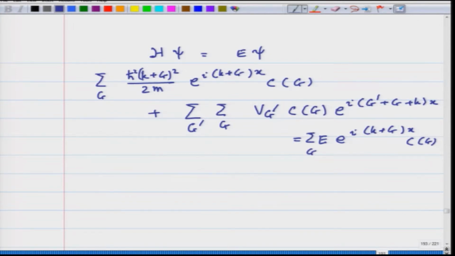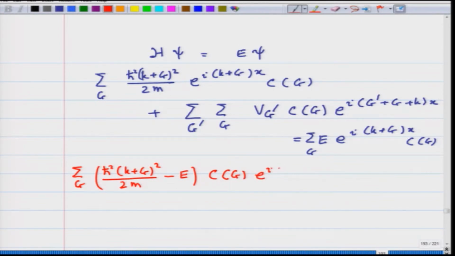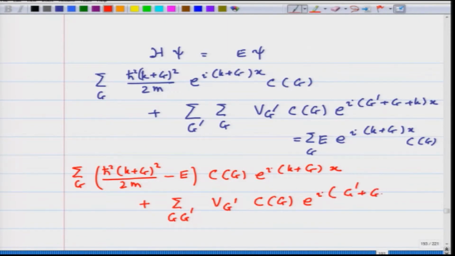These are different terms. So now let us bring everything to the left hand side. So I am going to get the summation over g of [ħ²(k+g)²/2m − E] c_g e^{i(k+g)x} plus the summation over g, g' of V_g' c_g e^{i(g'+g+k)x} is equal to 0.